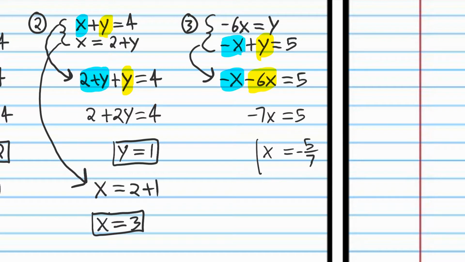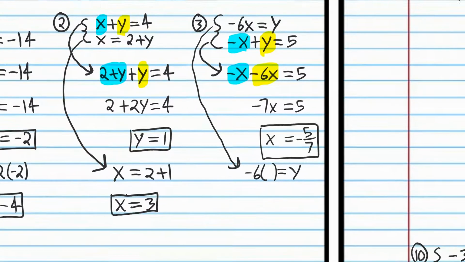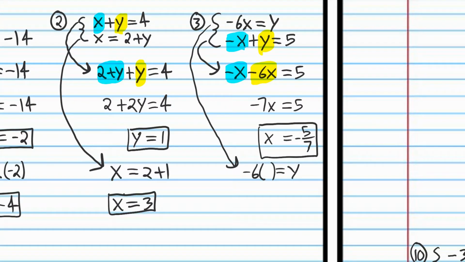So this problem is a little bit more difficult. So then we use the other equation where y is solved for, and we write y is equal to -6 times whatever x is. I'm going to move that over a little bit.